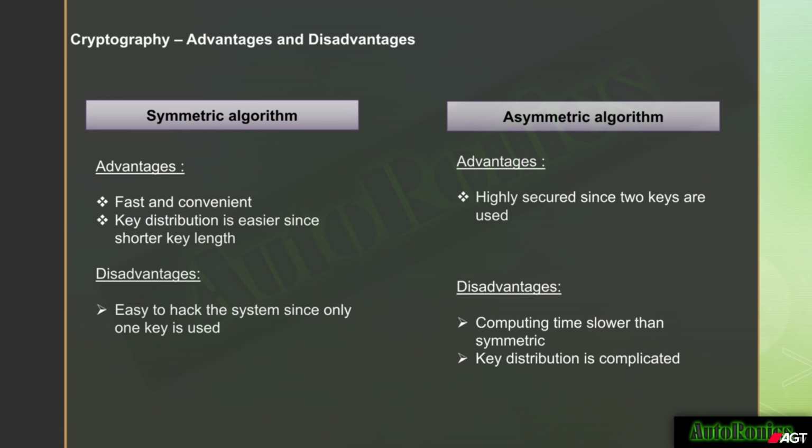So let's see the asymmetric algorithm. Let's look at the advantages of asymmetric algorithm. In asymmetric, since we have two keys, it's more secure. Since we don't share the private key with others, it's more secure. And on the negative side, the computation time is more since we need to produce two keys, basically the private and the public key, and store those keys. So the computation time is really high in asymmetric algorithm.